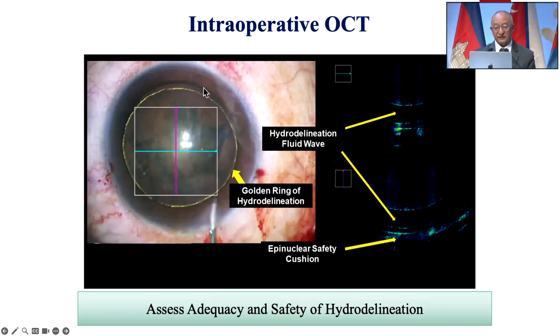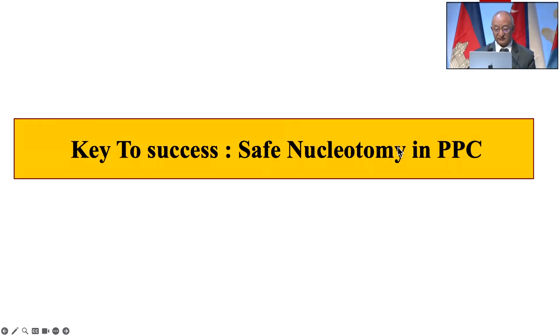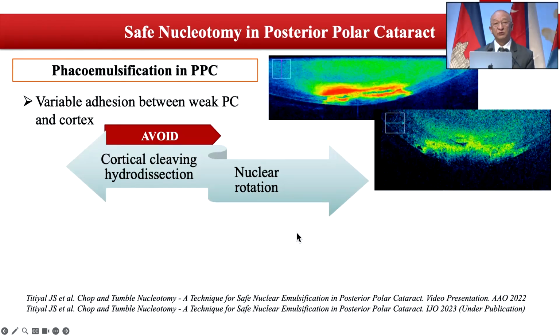This is a delineation which I have created. This is the endonucleus, and this is the epicortical cushion, and the PC is intact in these cases. And that also gives you an assessment of how effective your hydro procedure is. The other way is to manage the nucleus in a safe manner where you don't have damage. Therefore, safe nucleotomy is the way to go.